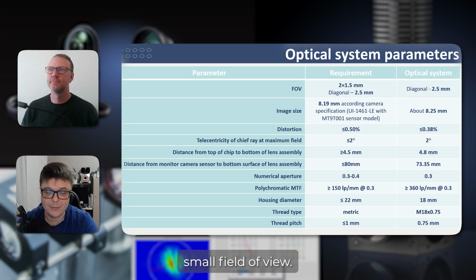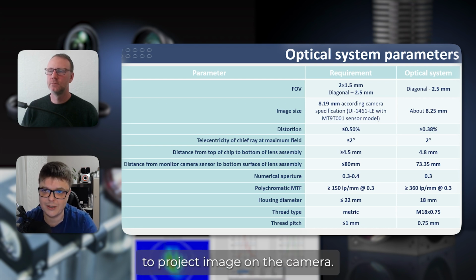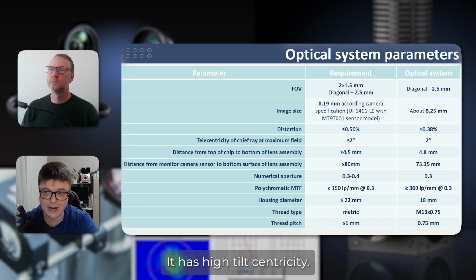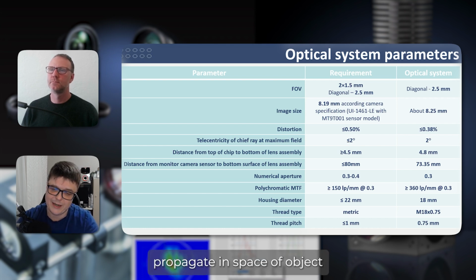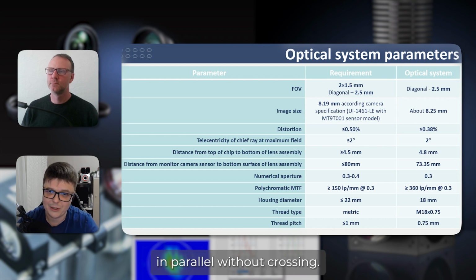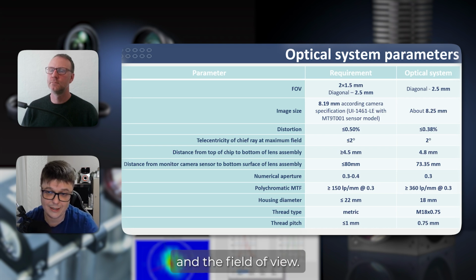So this is some kind of specific microscope lens. It has a very small field of view. It sees only 2.5 millimeters. It works from finite distance to finite distance. It means that the lens does not require a tube lens to project the image on the camera. It has very low distortion. It has high telecentricity. It means the chief rays of the different field of view points propagate in object space in parallel without crossing. In our case, they have a 2 degree angle relative to the optical axis at the edge of the field of view.